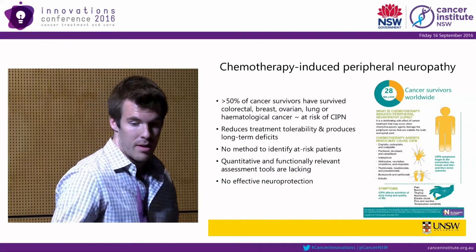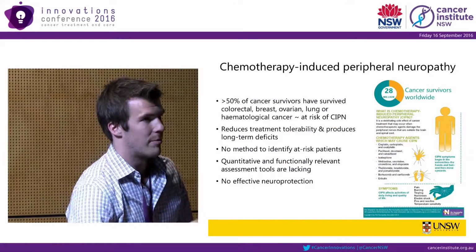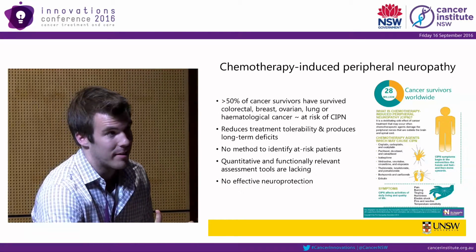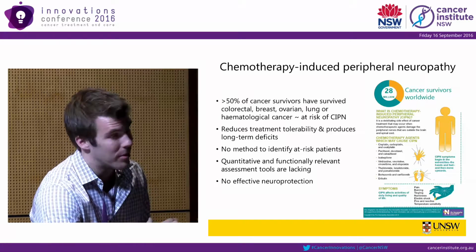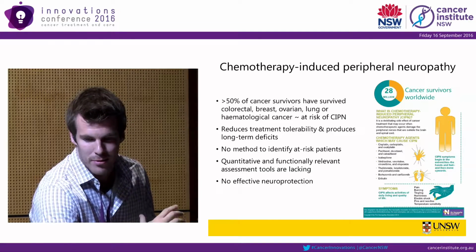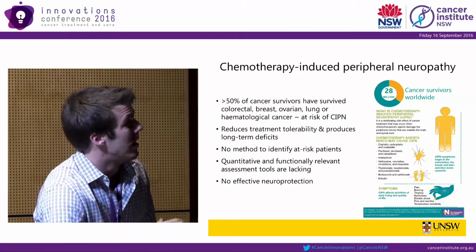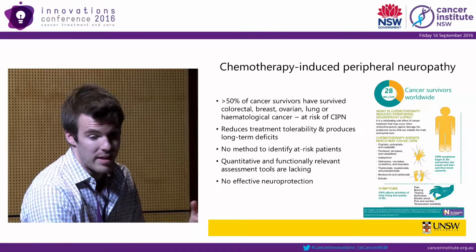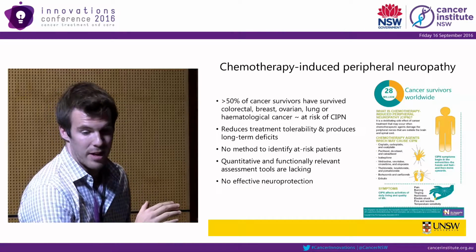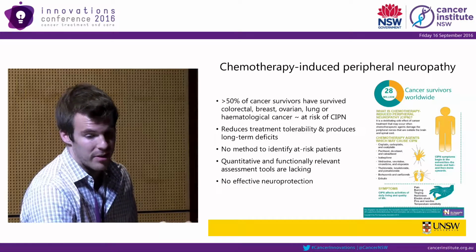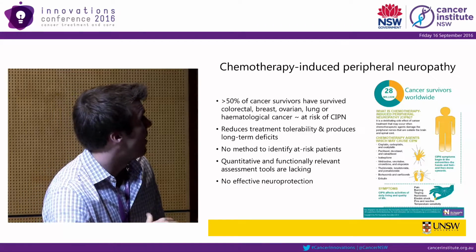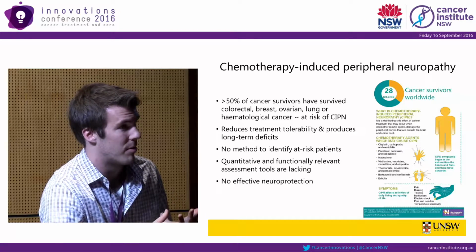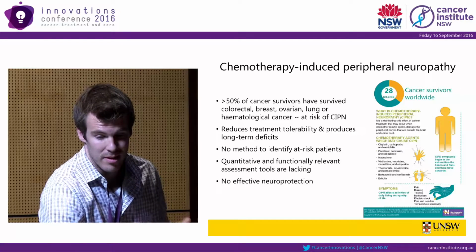So here we go. A bit of general background on chemotherapy-induced peripheral neuropathy. First off, what is it? It's a debilitating side effect of cancer treatment that may occur when chemotherapeutic agents damage the peripheral nerves outside of the brain and the spinal cord. This is becoming more and more relevant given that there are 28 million cancer survivors worldwide, and over 50% of these survivors have survived colorectal, breast, ovarian, lung, or hematological cancers and are at risk for CIPN due to their treatment with neurotoxic agents such as taxanes or platinum-based chemotherapy regimens.